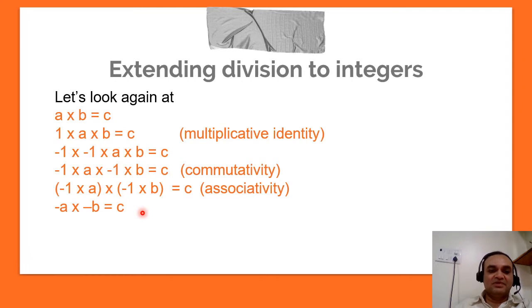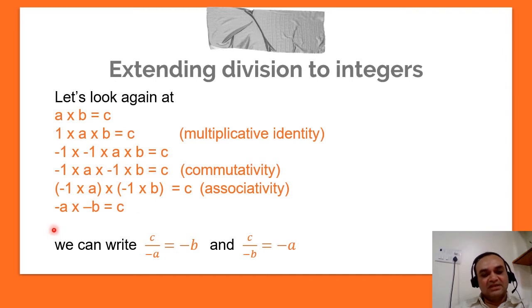So now you may wonder why did I do all these things? I could have just written minus a times minus b equal to c, because we already know how the multiplication works. But I just wanted to stress the associativity and commutativity properties of multiplication, so that we are aware that when we do each step, we should know what property we are invoking.